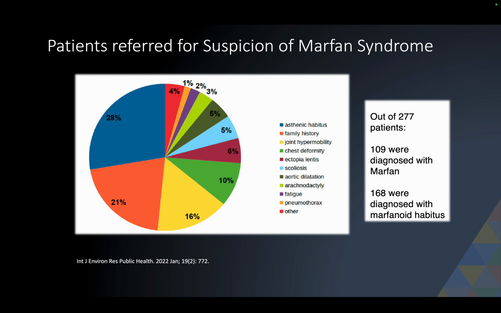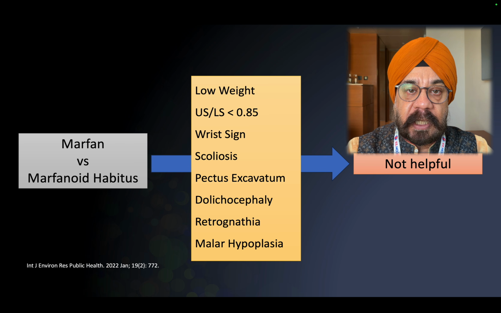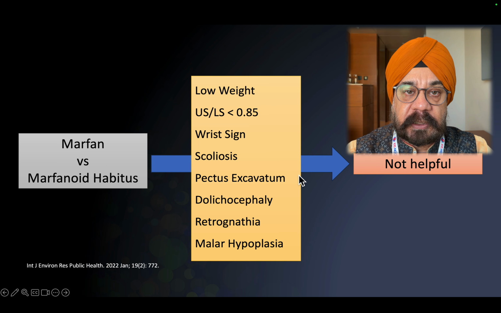One recently published study showed that among the patients sent and referred for suspicion of Marfan syndrome, about 100 of them had Marfan, and a slightly larger number had Marfanoid features only and did not actually have Marfan. So later data suggests that these are features we thought were related to Marfan syndrome, but they are not very specific. On statistical analysis, we did not find these features differentiating Marfan syndrome from other Marfanoid conditions.